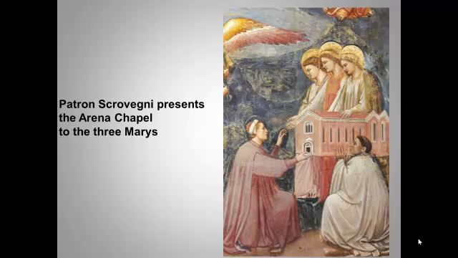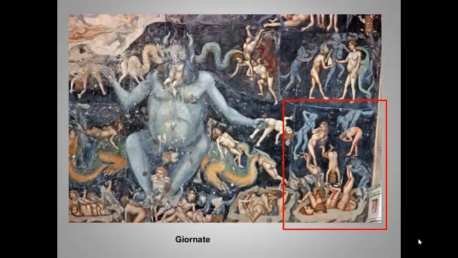The Arena Chapel's patron, Scrovegni, features prominently among the saved. Giotto knew who was writing his paycheck. Here we see the patron presenting the chapel to the three Marys. And it wouldn't be a Last Judgment without a deliciously scary devil and depiction of hell, would it? But on a more technical note, why does this look like a patchwork quilt?